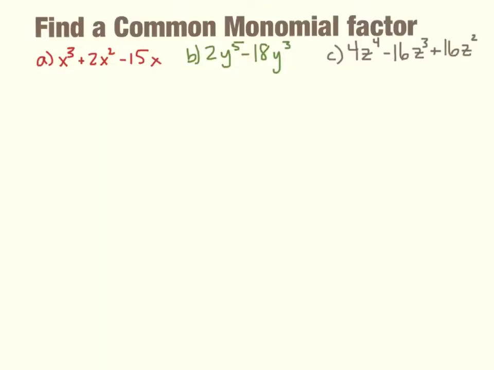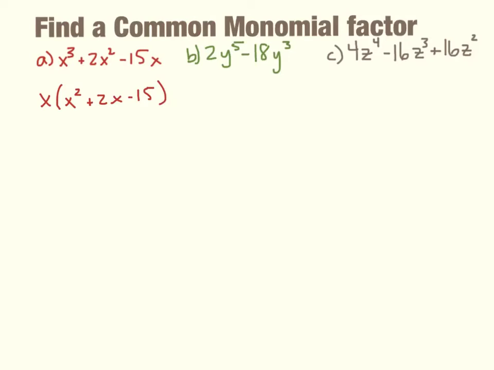Okay, so the first step in any factoring problem is to find a common monomial factor. All that means is find something that all of these things share and divide it out. So x cubed plus 2x squared minus 15x. What's something that these all have in common? The x. So I'm going to take out an x. If you take an x away from x cubed, you're left with x squared plus 2x minus 15.